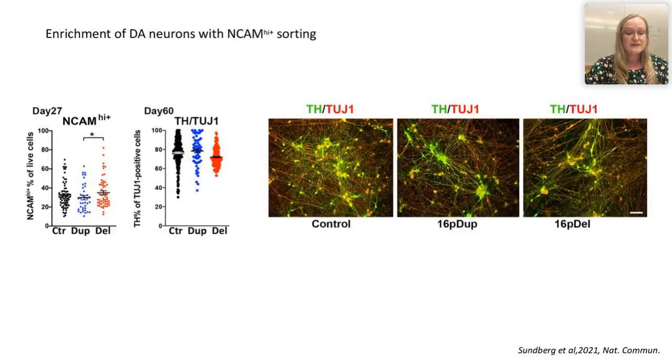And at day 27, before the cell sorting, we also noticed that the duplication cells, shown here in blue, had significantly lower expression of this NCAM marker compared to the deletion populations. But after the cell sorting, when we differentiated cells further, up to 60 days of differentiation, and quantified TH and GIRK2 positive dopaminergic neurons, we didn't detect any significant differences between the different genotypes in the cell population. And we detected high, over 75% positivity for TH and GIRK2 expression in these cell populations to verify that these are really dopaminergic neurons.